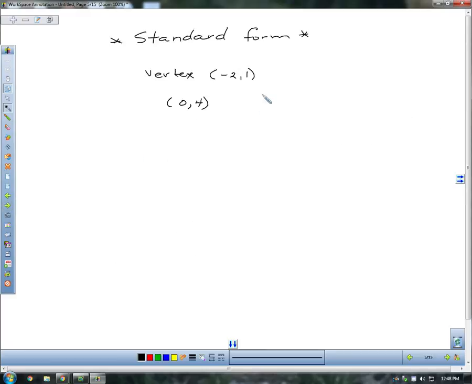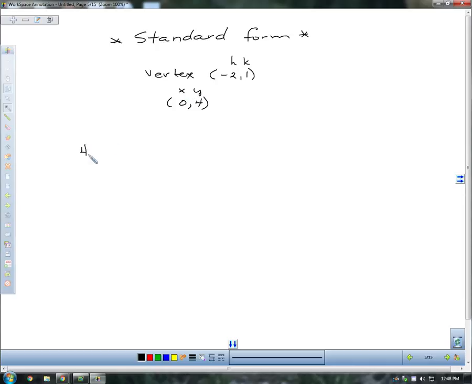Now, there will be one on your test worth a considerable amount of points that wants you to put it in standard form. So, on this, I have a vertex of -2, 1 and a point of 0, 4. So I'm going to do the same thing that I did on the last one. Okay? We're going to do everything we did in the last problem. There's just a little extra at the end. So, our vertex is h and k, and our point is x and y.